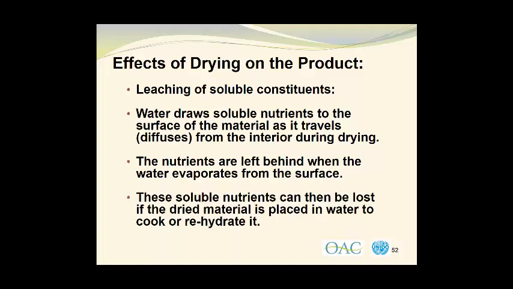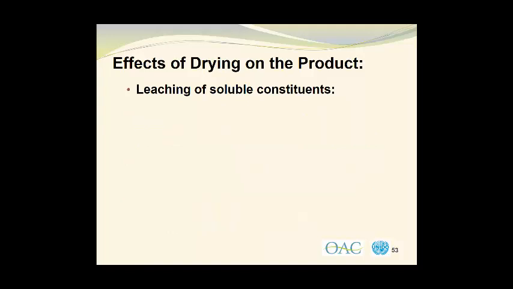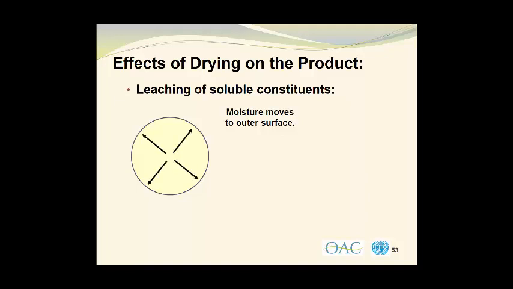These soluble nutrients on the surface can then be lost if the dried material is placed in water to cook or rehydrate. So let's show this diagrammatically. We will begin with a particle shown by this circle. Moisture moves to the outer surface from the interior, and as it does, soluble components will move with this water. The water will then evaporate from the surface.